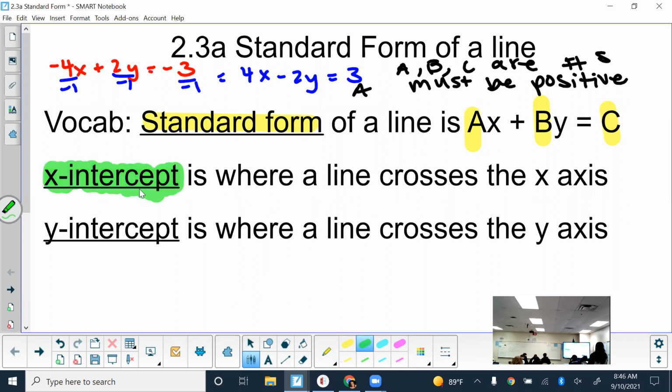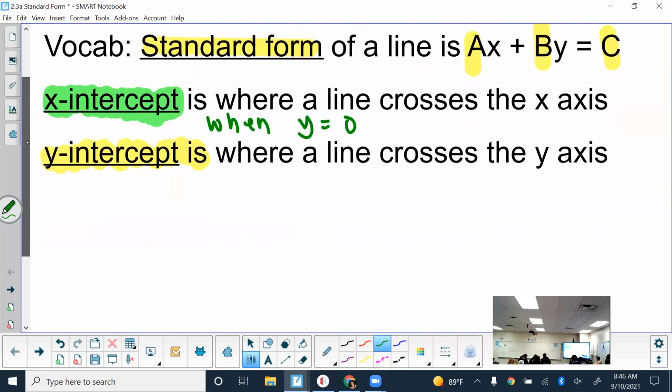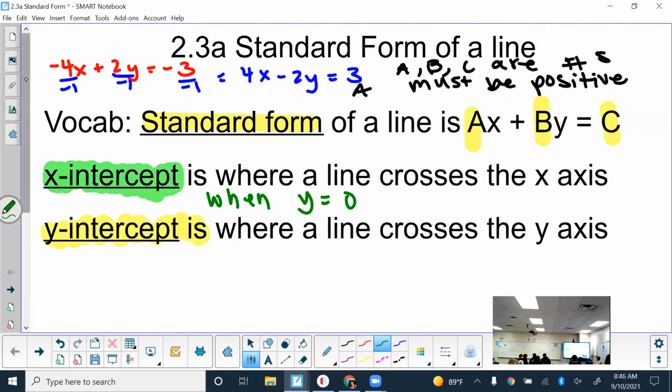So it's where the line crosses your x-axis. And same with your y-intercept. It's where it crosses your y-axis. But I'm going to give you an additional definition that I just want you to squeeze in there. For your x-intercept, it's also when y equals 0. All right, your x-intercept is also when y is equal to 0.